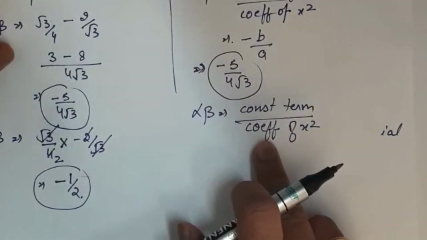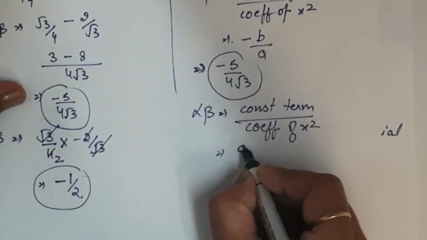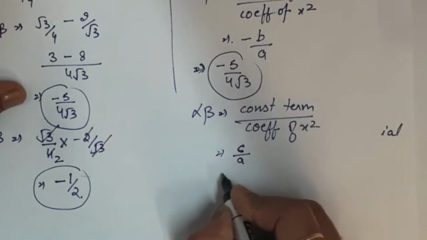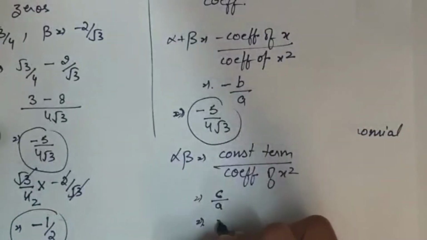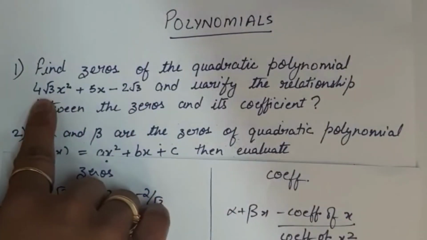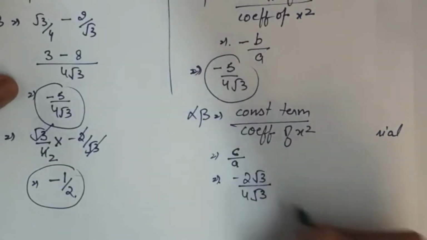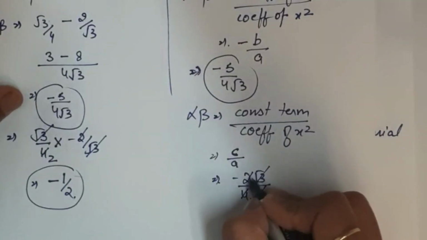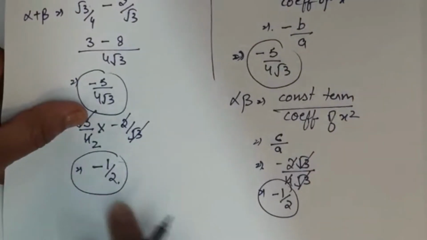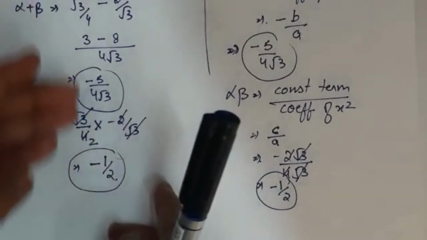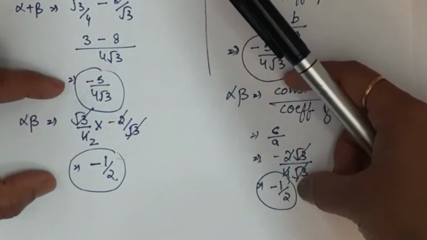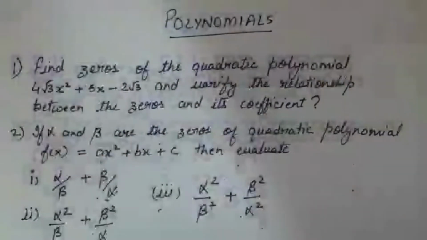The constant term upon the coefficient of x square. So constant term means the value of c upon coefficient of x square, meaning the value of a. So c upon a. So write down what is c. C is minus 2 upon 2 root 3. C is minus 2 root 3, and your a is 4 root 3. So it comes out to be again minus 1 by 2, which is just similar to this. So we have to verify that the zeros and the coefficients both are equal to each other. This is the way we have to solve this question. Okay, so let's move on to the next question.